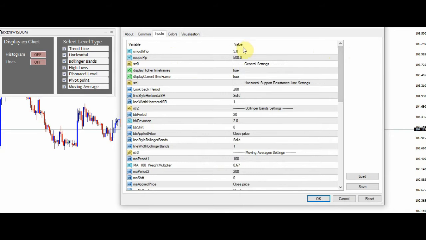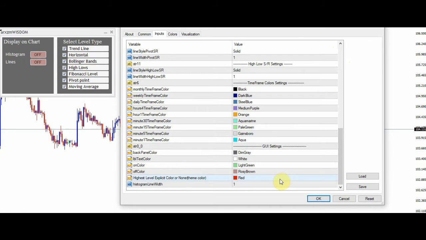So here we have Wisdom open, which is designed to find these areas of Confluence. This is the pip range for the area, the size of the Confluence level. So here we want to find a 5 pip cluster, the strongest 5 pip cluster. This is the scope. We want 500, so we have 500 pips above price and 500 pips below price. That's the search range. So we're looking for the strongest 5 pip cluster within a 1,000 pip range.